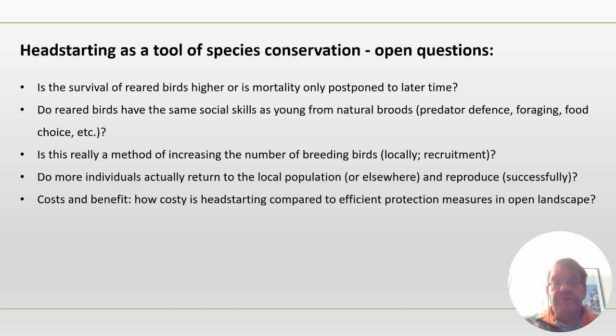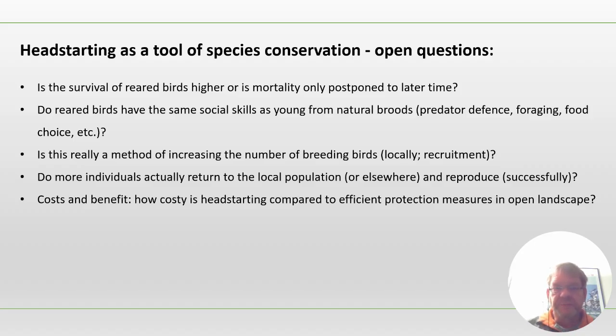We still have a lot of open questions about headstarting as a tool, and some of these questions are: is the survival of reared birds higher, or is the mortality of the chicks just postponed to a later time? So do we finally, after 2 years, have the same low number of birds? We know that the real point, the number which counts, of course, is recruitment and not the number of fledged chicks.